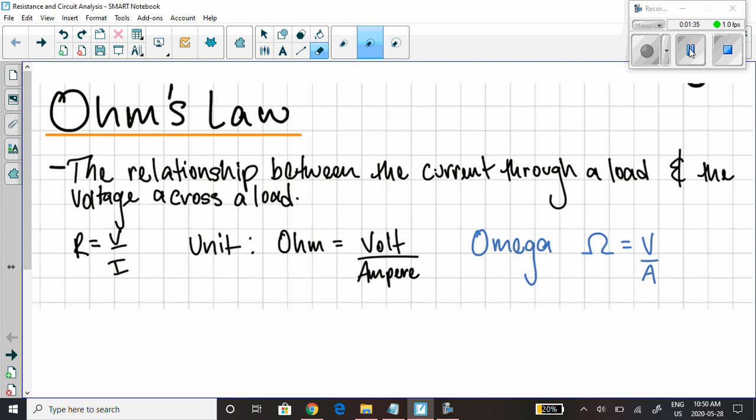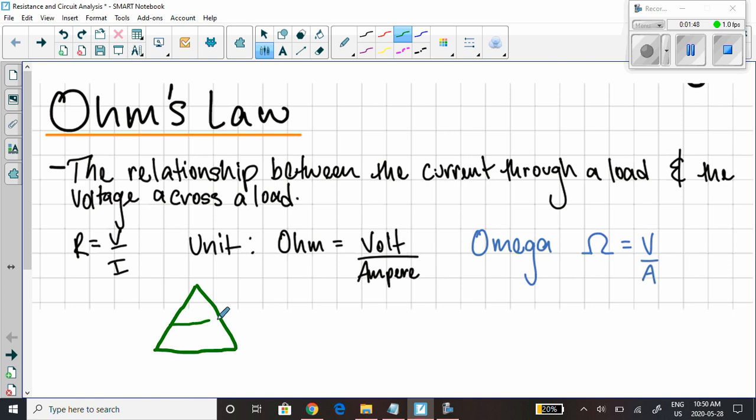All right, and I'll give you some questions to do on this very straightforward equation. Some of you may want to use a triangle if you want. I know some of you like triangles, right? Put the volt there, current there, and the resistance there. All right.